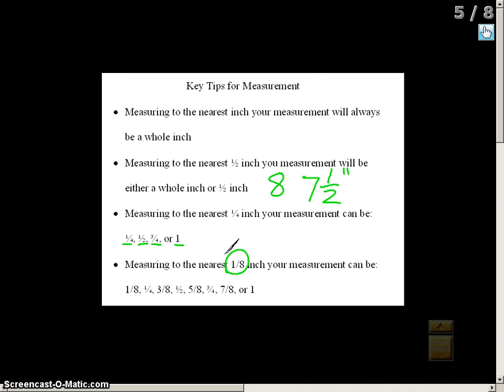Now we're going to talk about measurements to the nearest eighth of an inch. It is important to remember that when you're measuring to the nearest eighth of an inch, the measurement can be 1/8, 1/4, and so on, all the way up to 1 whole inch. So it's important to always reduce. It's pretty easy when you're measuring to the nearest eighth of an inch because it's pretty specific. Just remember every other line from 4 inches to 5 inches, or whatever you're looking at, represents an eighth of an inch on your ruler.